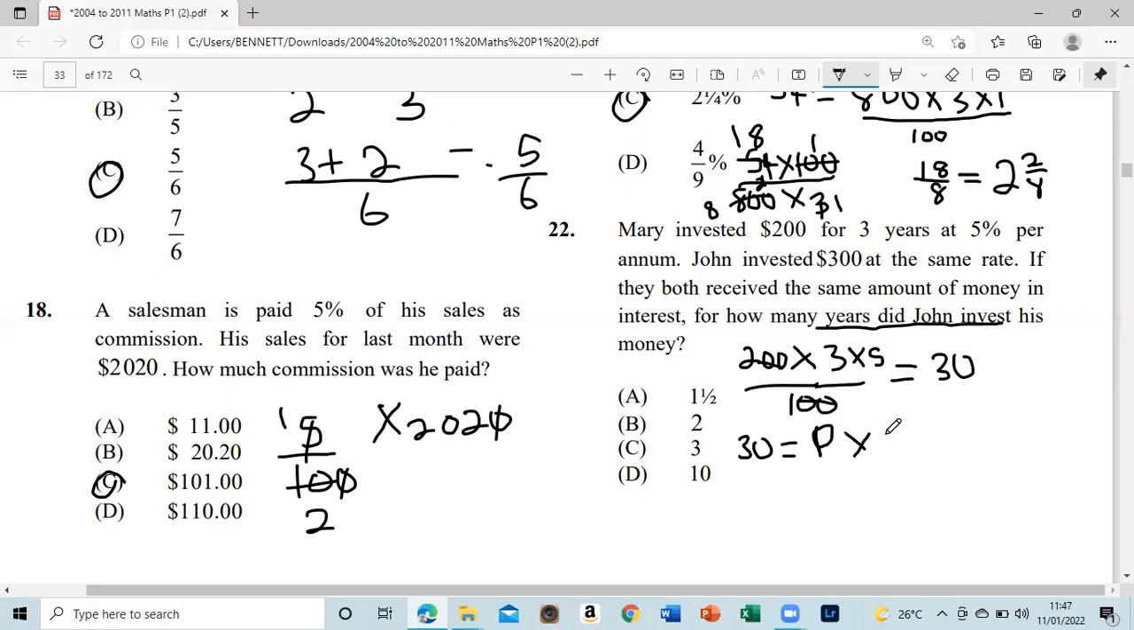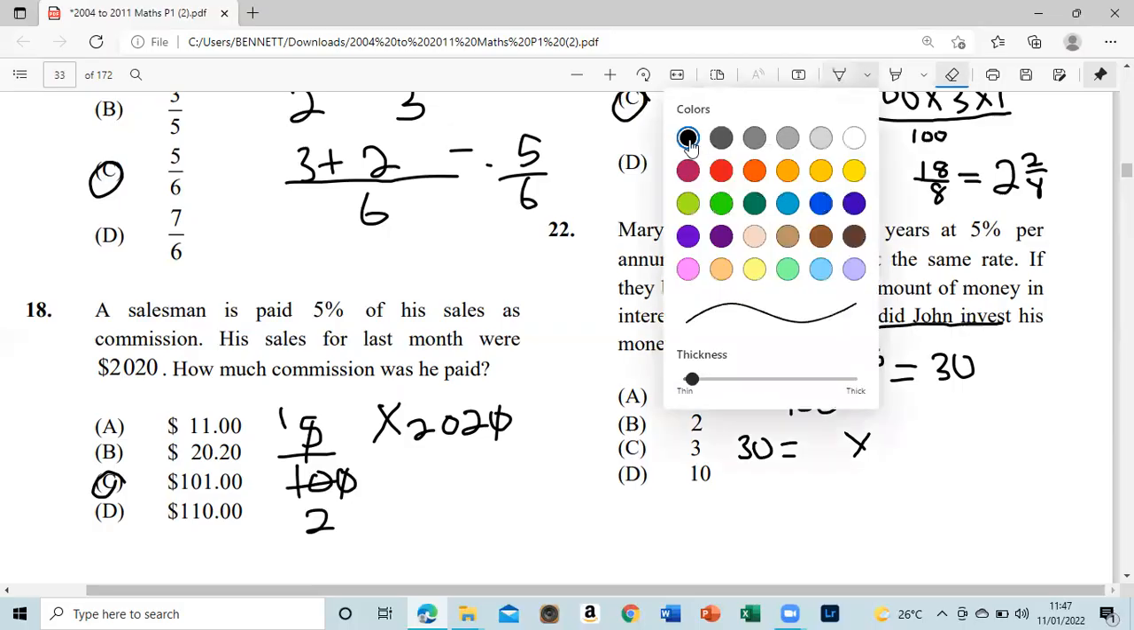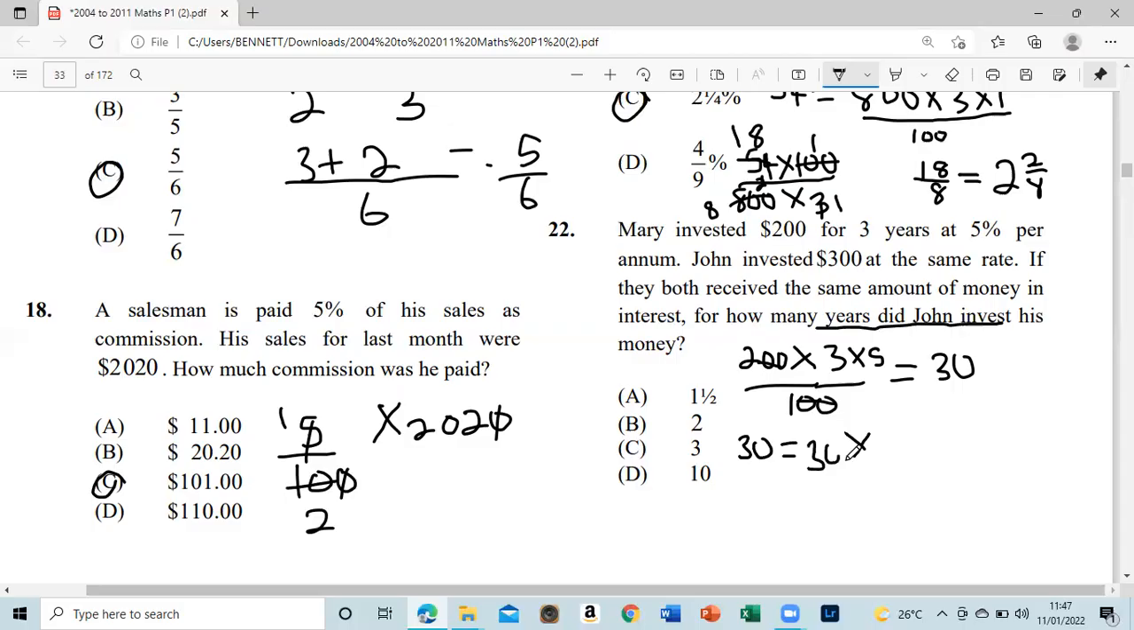Oh, the same rate. They both receive the same amount of money in interest. How many years? Oh, John invested 300. I read it wrong. Sorry, guys. He actually invested 300. So we know the principal. All right, so it's 300 at the same rate, which is 5%. So the time is what we are looking for.